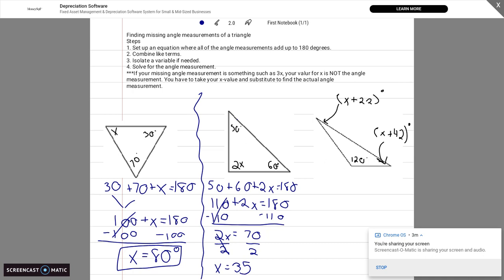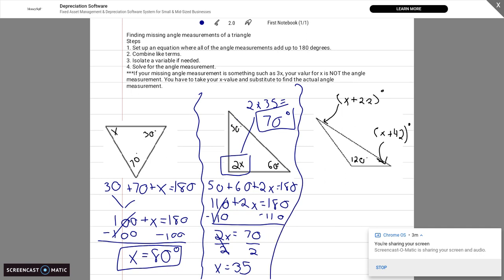If I wanted to go ahead and find that missing angle, which is this one right here, I would do 2 times 35 to get 70 degrees. So if your problem was asking you the value of x, you would stop at x equals 35. If your problem is asking you to find the value of the missing angle, you would stop at 70. And let's draw a squiggly for the next one.